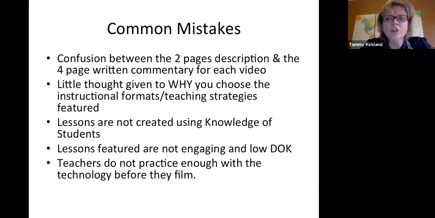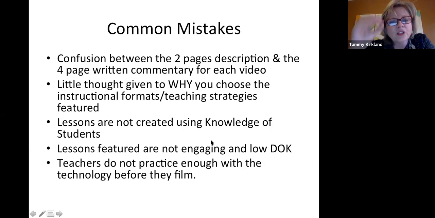So you want to make sure you explain, and if you do choose that cooperative group, why are you choosing that? Elaborate on that. If you're doing whole group, why are you doing whole group? If you're doing debate, why are you doing debate? If you're doing partners, why are you doing partners? And you've got to use your knowledge of students when you write that up, okay?